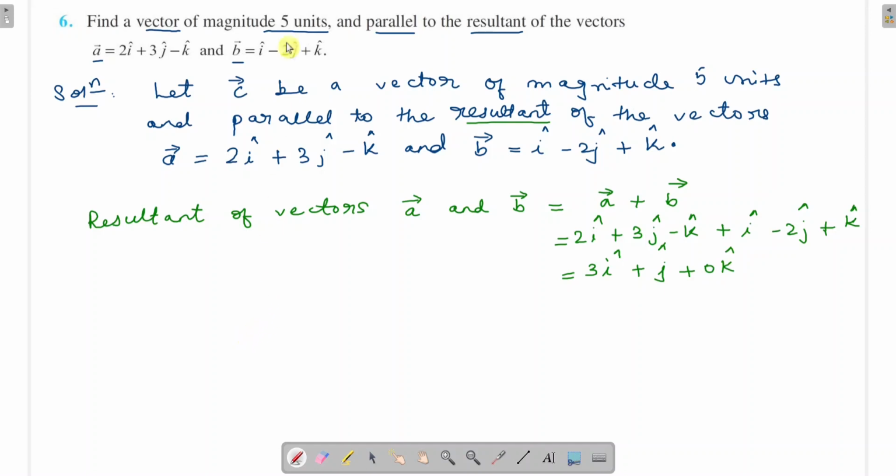Now since the vector c bar is parallel to the resultant of the vectors, we will get the following thing. Let us see. Since c bar is parallel to the resultant of a and b.